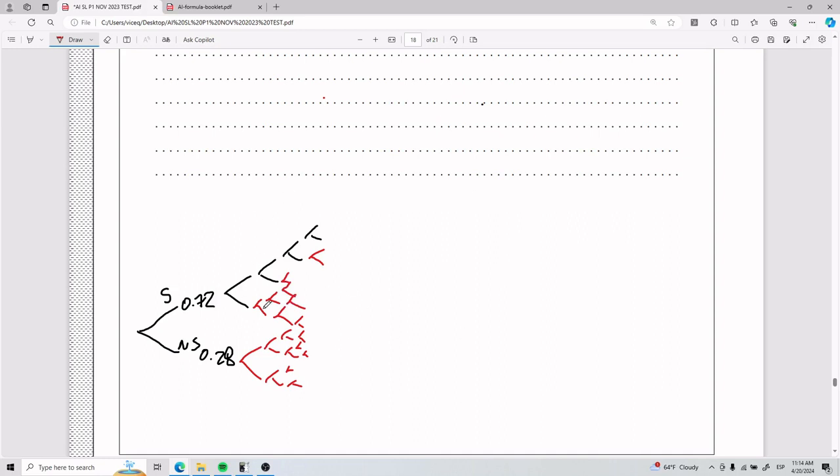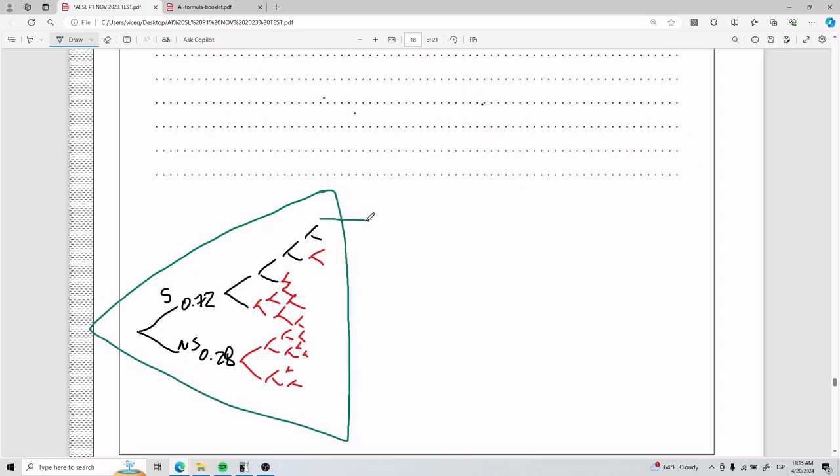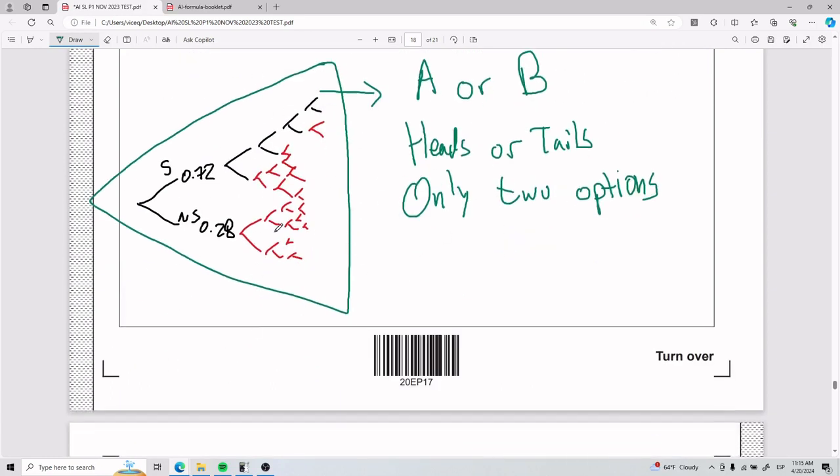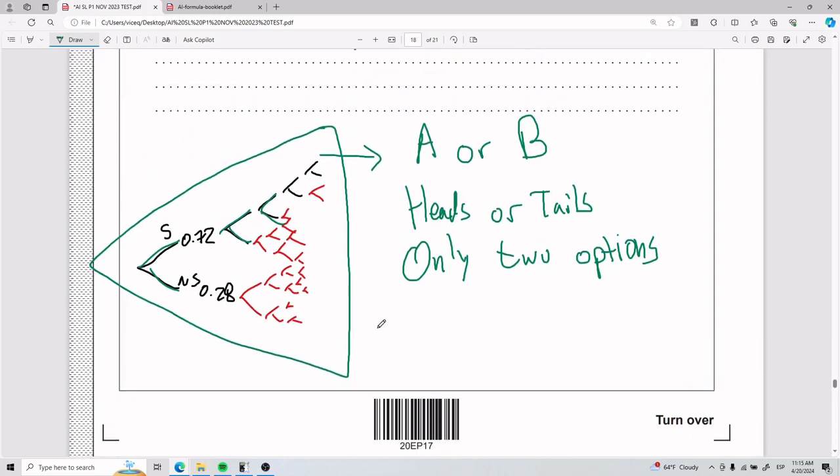But why am I pointing this out? I'm pointing this out because if you're thinking in a tree diagram, then what is behind the scenes is that you're thinking of A or B. What do I mean by this? It is heads or tails. It is only two options. So if you're thinking of only two options, which is a little bit like the tree diagram, right? It's either start or no start, start or no start.